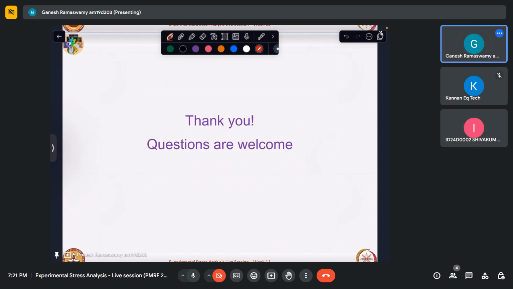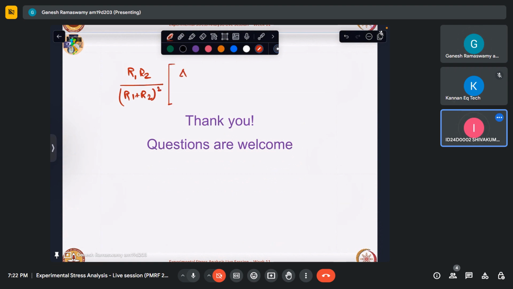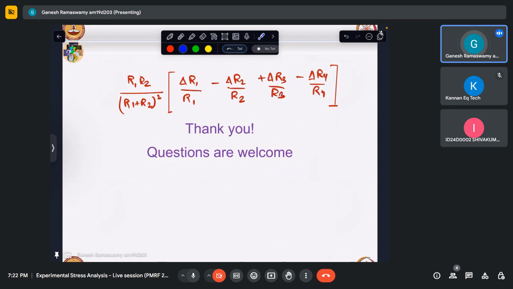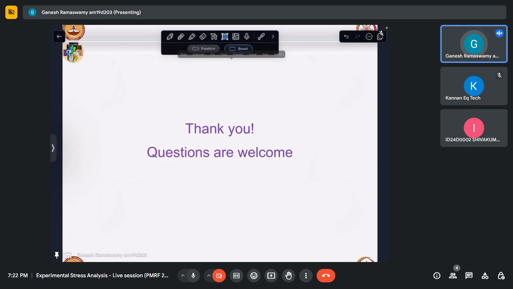No, we have one expression now, R1 R2 by R1 plus R2, plus delta R3 by R3. Let us say that this is the case. Now, is there any change brought about in R1, R2, R3, R4? In case of a quarter bridge, these don't apply. So we have only this, and then there will be some factor of the voltage and things like that. So with that, if you calculate, you're not getting the answer, you're saying.